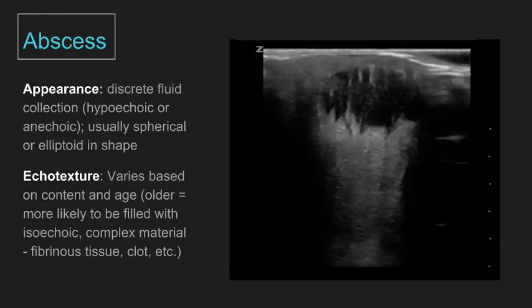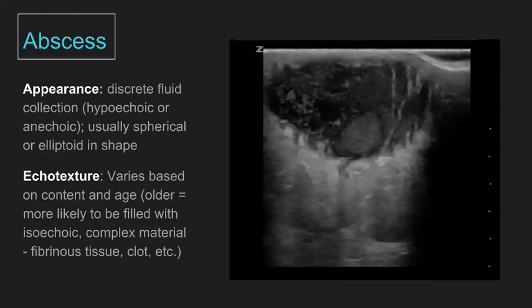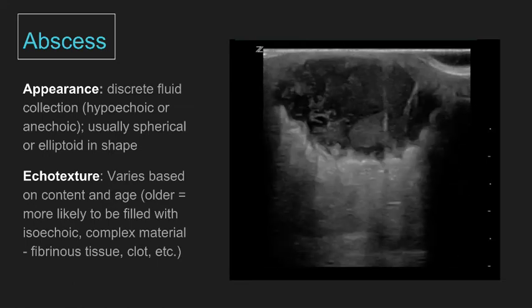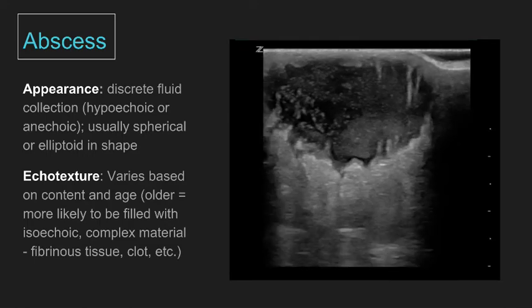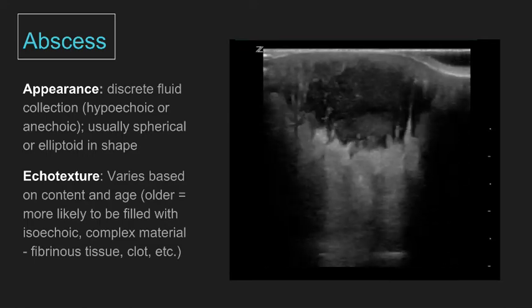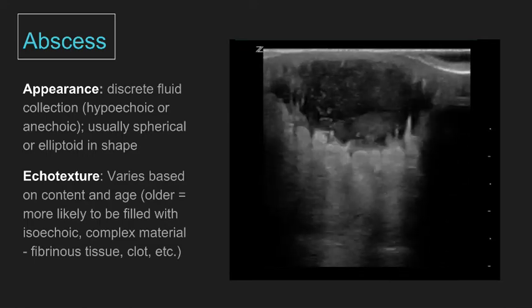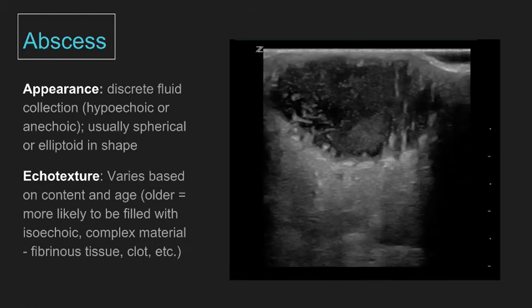An abscess on ultrasound will show a discrete fluid collection, whether hypoechoic or isoechoic, with a spherical or elliptoid appearance. Depending on the content of the pocket and the age of the abscess, the echotexture can vary from purulent, more fluctuant material to more complex or fibrinous tissue that may look isoechoic. This very angry abscess has some visible septations, appearing as if loculated, and some heterogeneous echotextures.